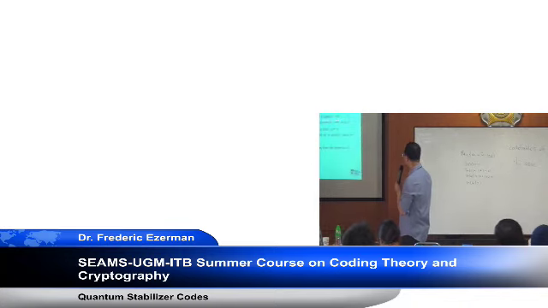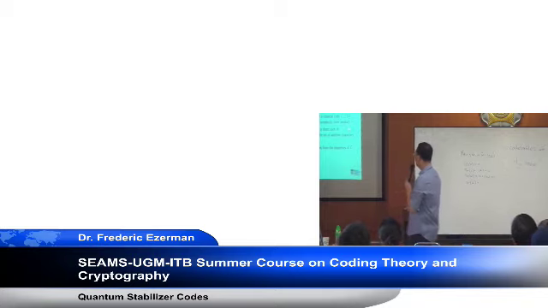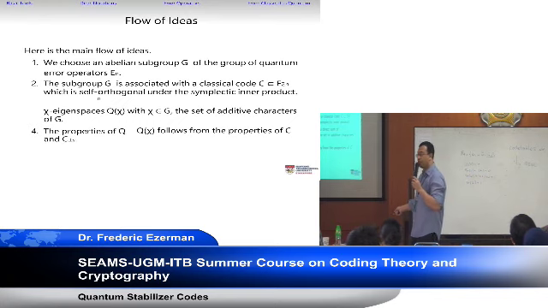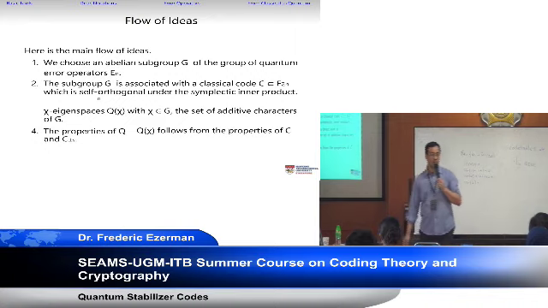Associated with the classical code, which is self-orthogonal under the symplectic inner product. Okay? And G acts on the big space, partitioning it into a direct sum of eigenspaces, with chi a character, an additive character over the group G. The properties that our quantum code Q related to that additive character can be fixed to follow from the properties of C and the dual under the symplectic inner product.